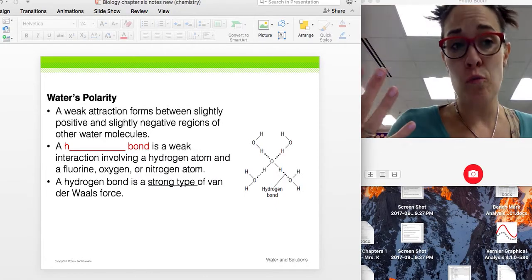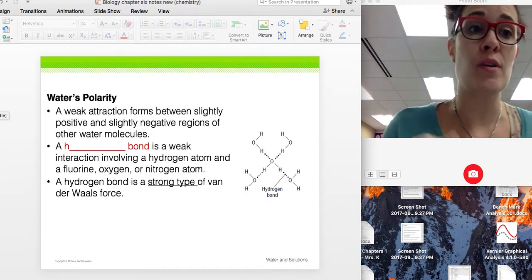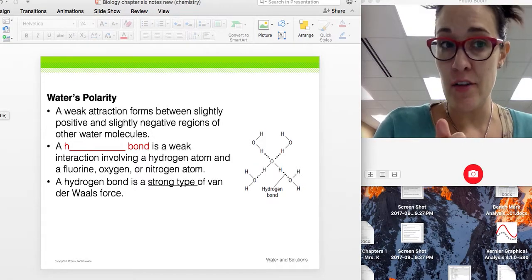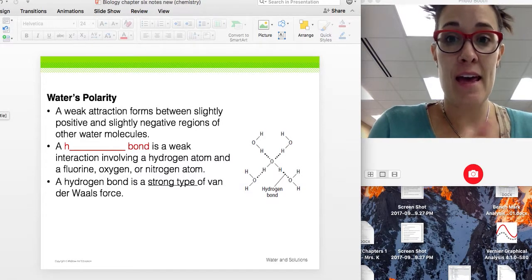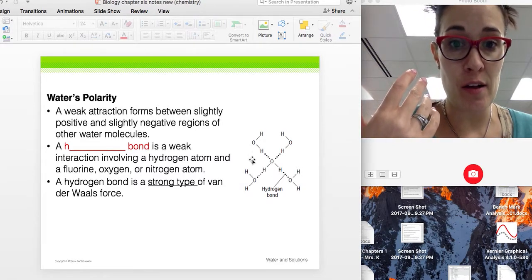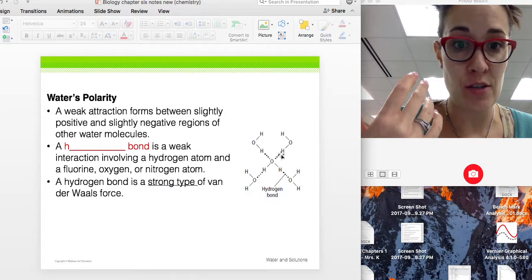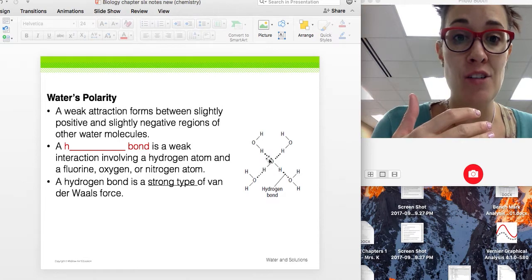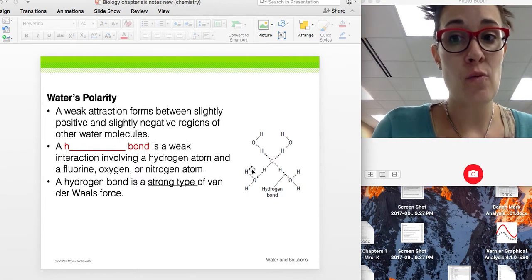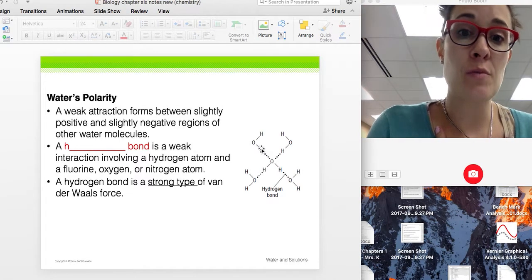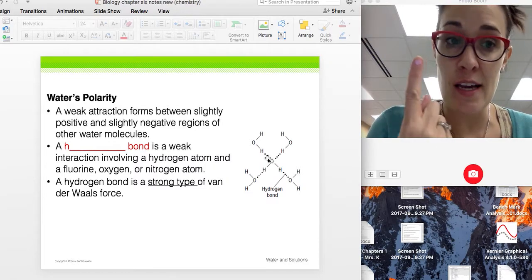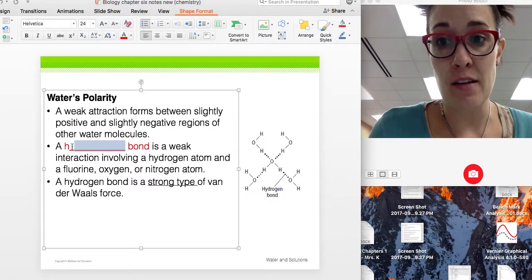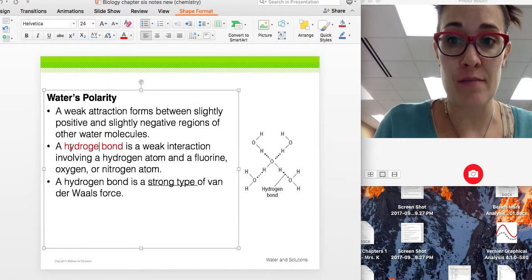Now, water's polarity, so one water molecule is polar. But water molecules are also attracted to other water molecules. And the attraction between them, so here's a water molecule, H2O, here's another H2O, here's another H2O, and another. There is an attraction, see those dotted lines, between the water molecules, okay? And it forms between the hydrogen and the oxygen, or the slightly positive side and the slightly negative side. That bond that forms between them is called a hydrogen bond.